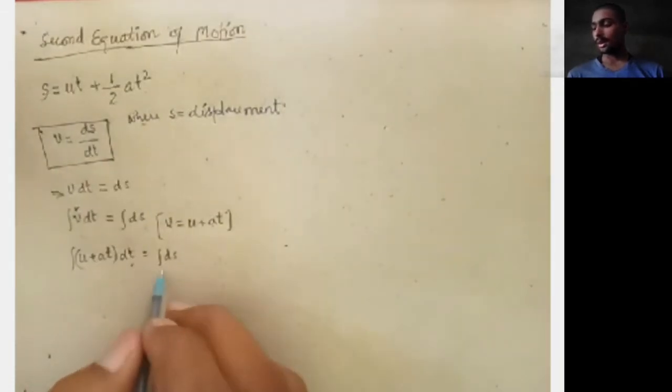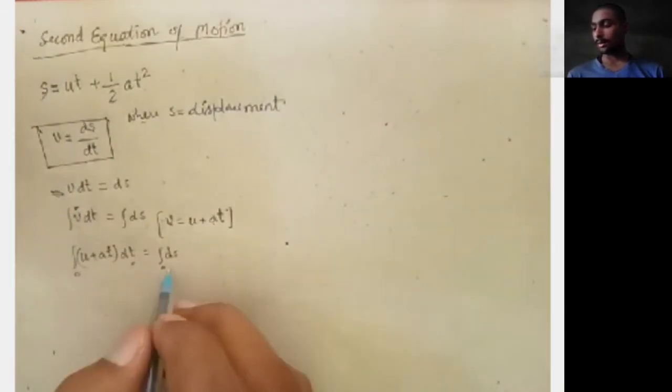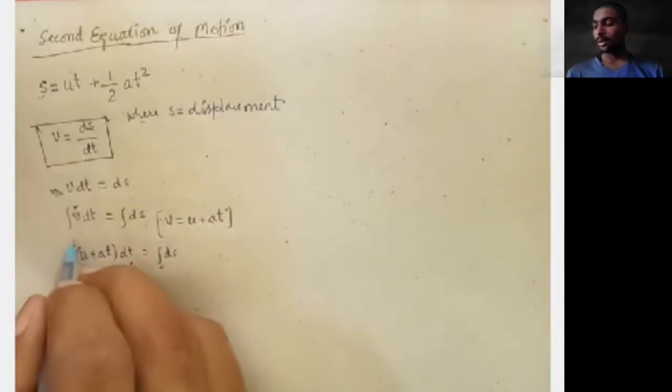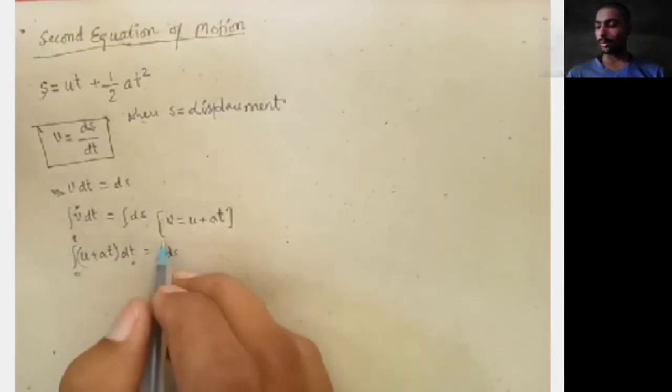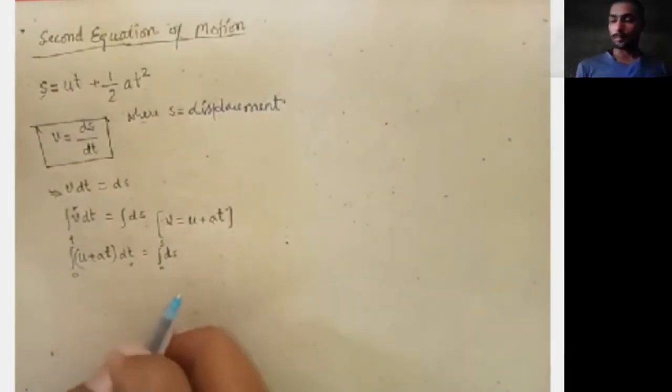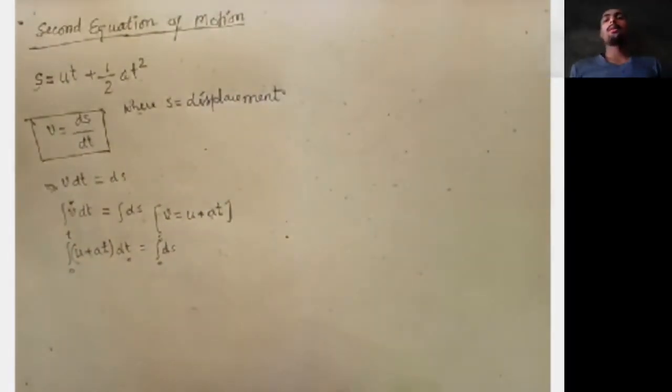This is time, this is distance. At t equal to 0, displacement was 0. Let's say that at time equal to t, displacement is now s, right? So now what will be the result?